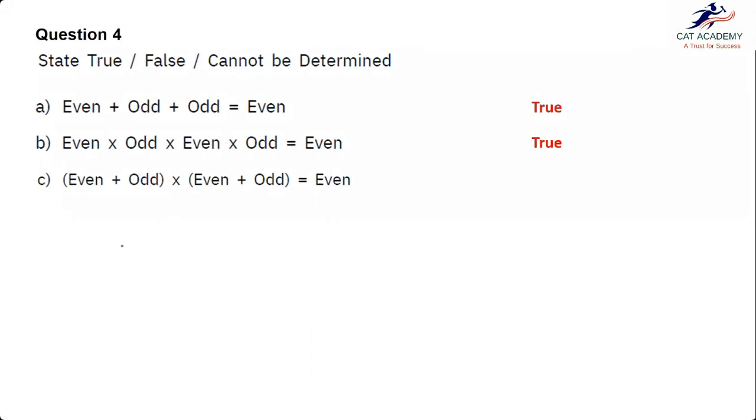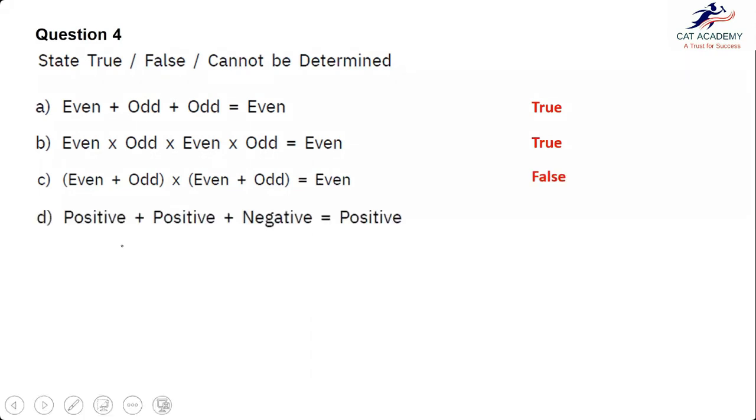Next. Positive plus negative is equal to positive. True or false? It depends, cannot be determined. Correct, because it depends on the sign of that negative number. It can be like 10 minus 1, or it can be like 1 minus 100. So cannot be determined, CBD. Yes. Next.